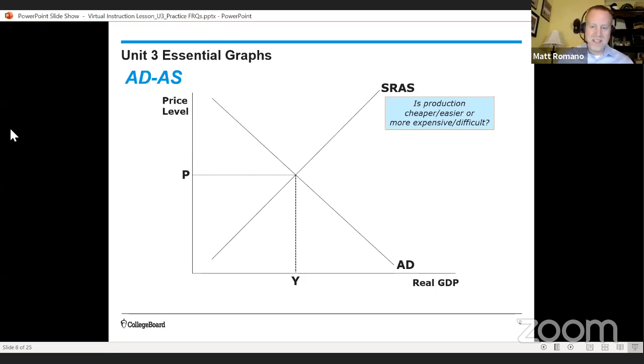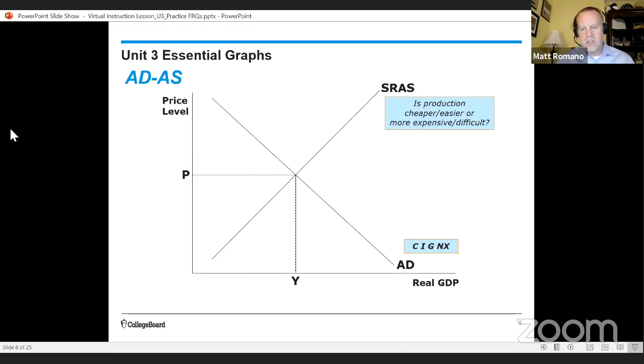If it makes it more expensive, makes it more difficult, production costs are rising, imposition of taxes on businesses, any of that kind of stuff, SRAS is going to shift to the left. So keep that clear in your mind. Aggregate demand, we've done this so much. I know you know it by now. The four shifters of aggregate demand: changes in consumer spending, investment spending, government purchases, net export spending.